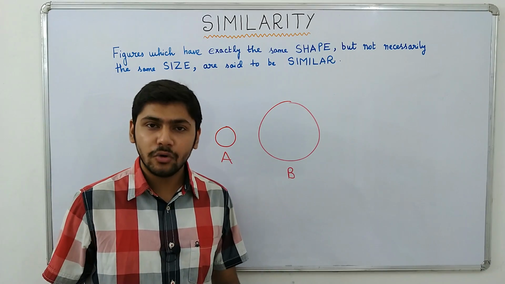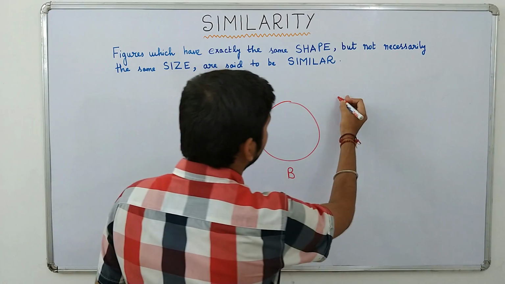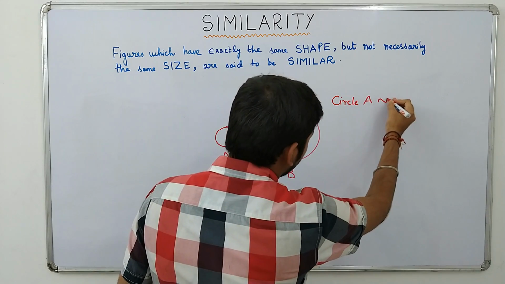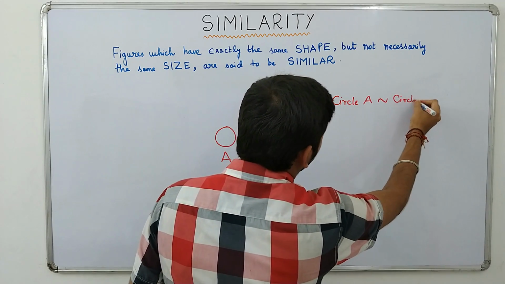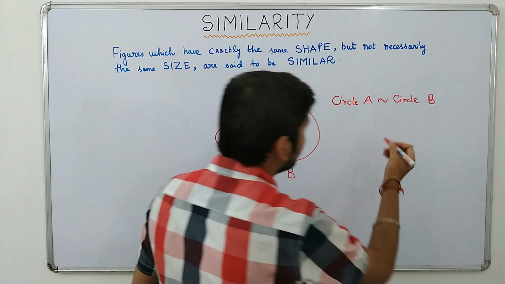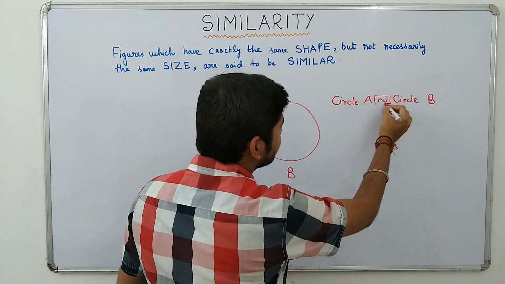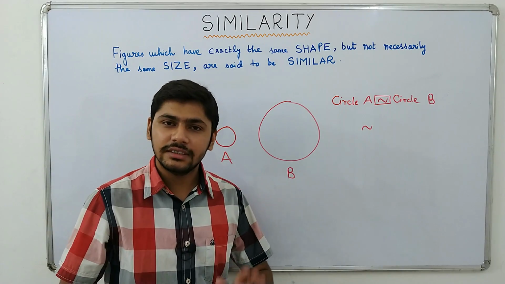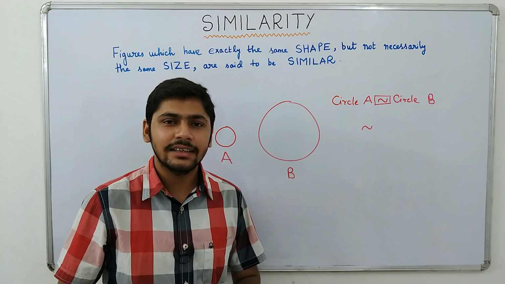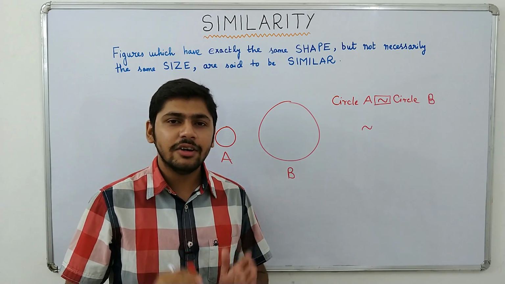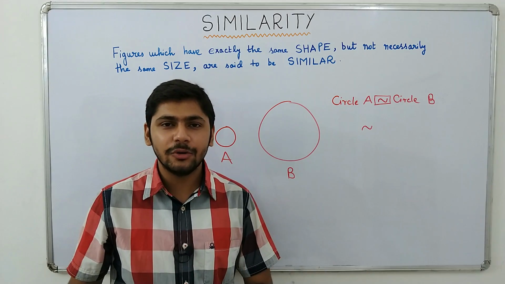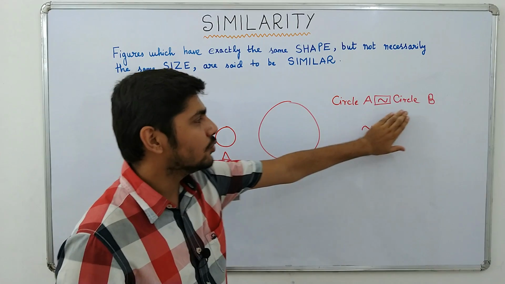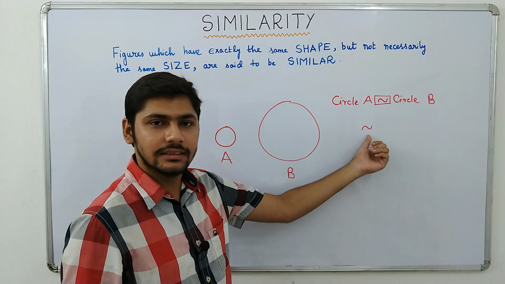Okay? How do we denote that? We write circle A is similar to circle B. Okay? You can see that I use this sign. This is the sign of similarity and it is read as "is similar to". So whenever you are saying that 2 figures are similar to each other, you will write it this way. Circle A is similar to circle B using this sign.